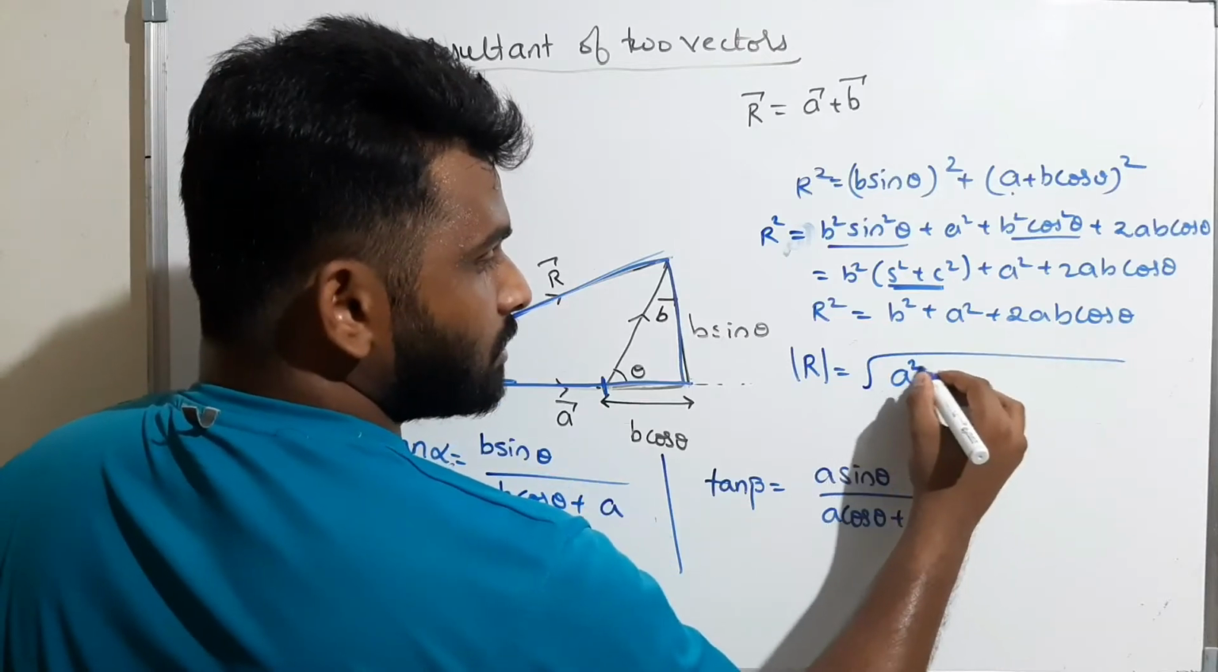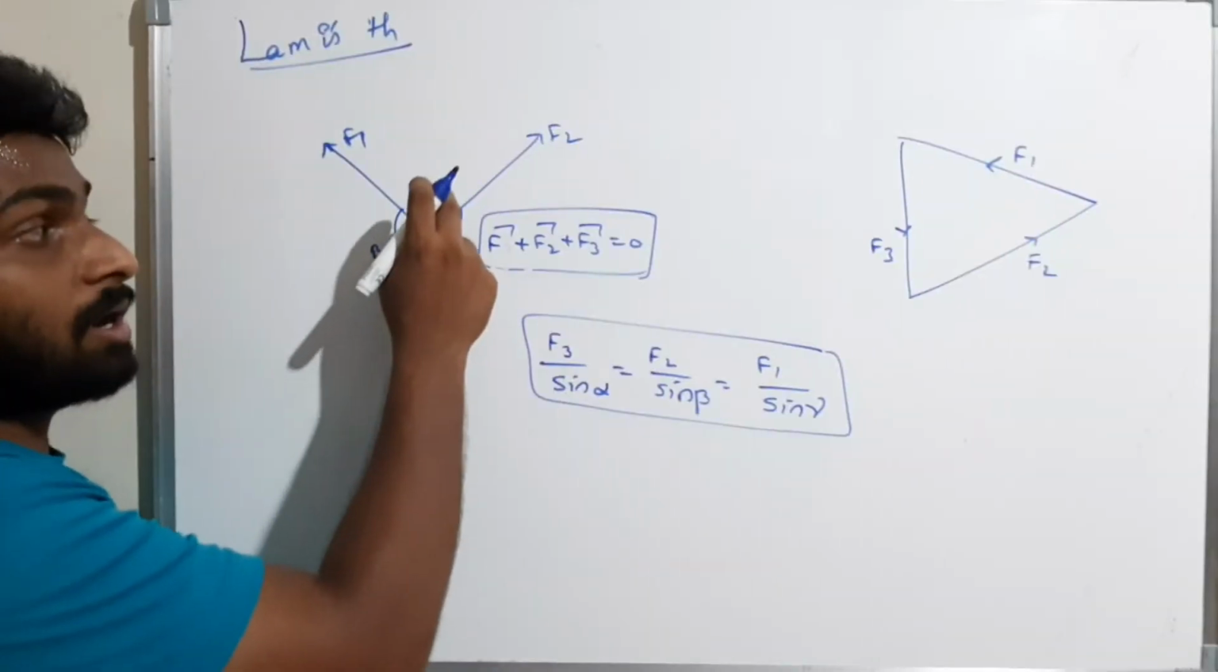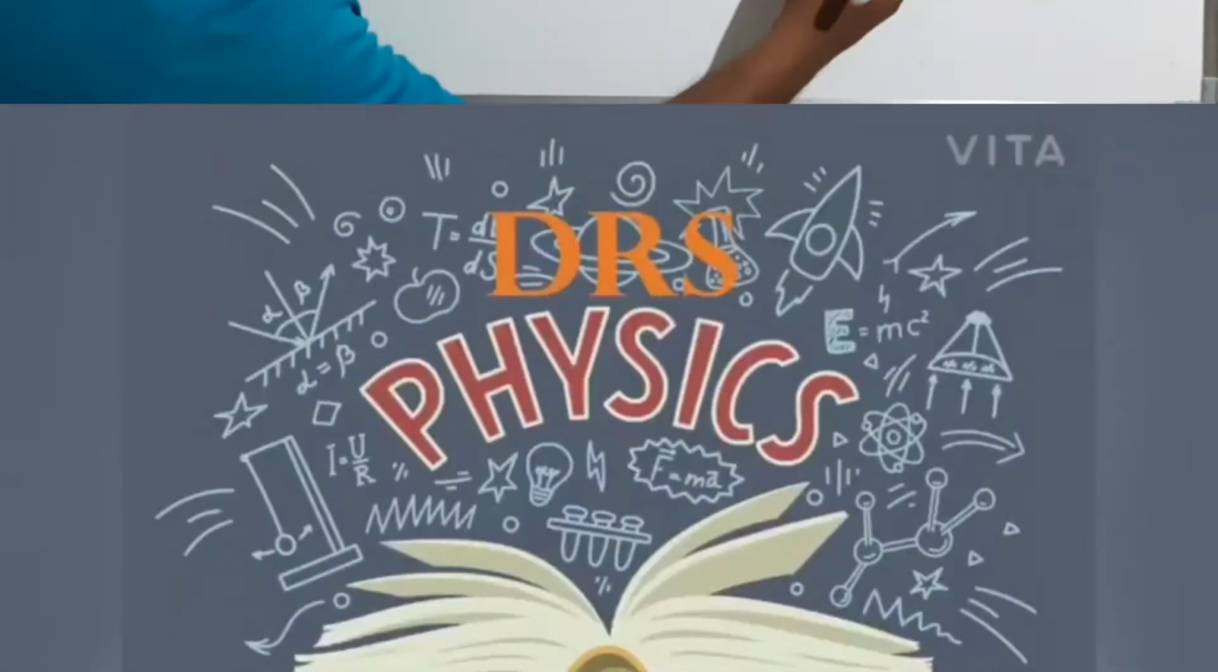Root of a square plus b square plus 2ab cos theta. Opposite angle sin theta. R square is equal to pi r whole square.